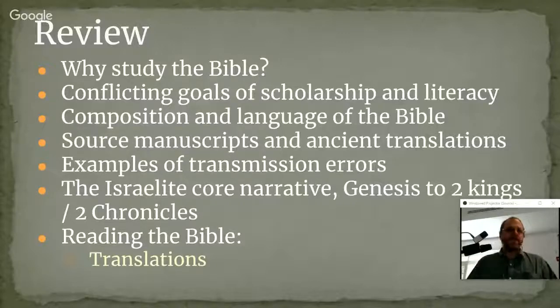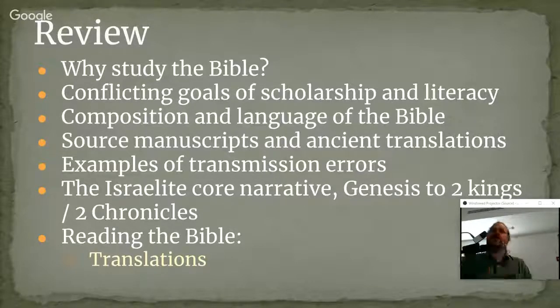We talked about the composition and language of the Bible: Greek for the New Testament, Hebrew for the Old Testament. We went into the source manuscripts, including ancient translations like the Septuagint, important, and we'll mention it again today, and how it impacts how we interpret things. We gave some examples of transmission errors that show the difficulties in figuring out not what the Bible means, but what the original text even was. Did the original text say this or that? We have these different witnesses, we call them, that each say something slightly different.